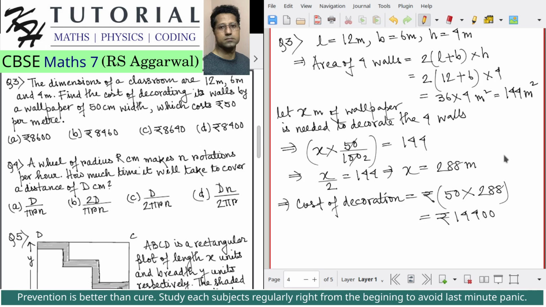The dimensions of a classroom. So the dimensions of a classroom are 12, 6 and 4. And find the cost of decorating its walls by wallpaper of 50 centimeter width.